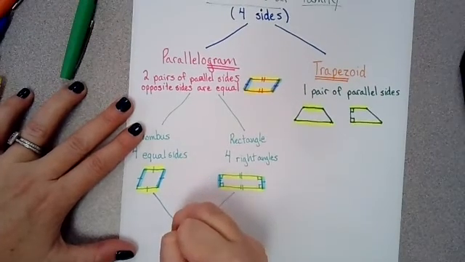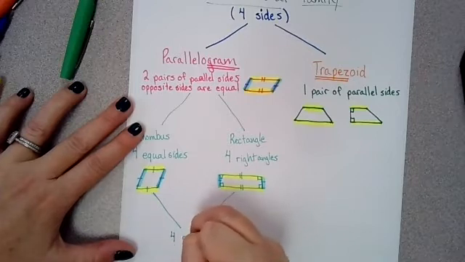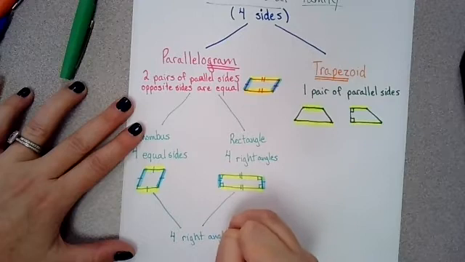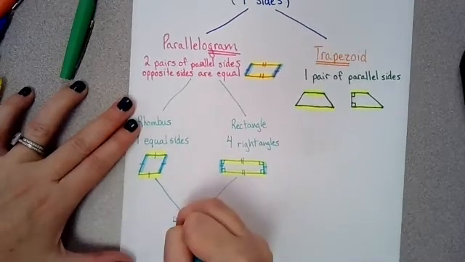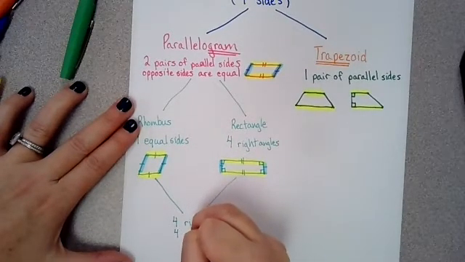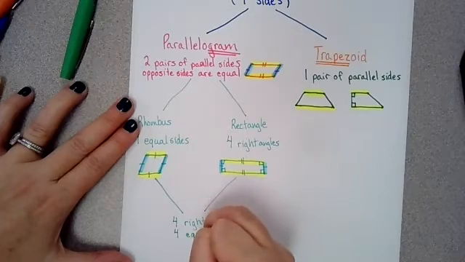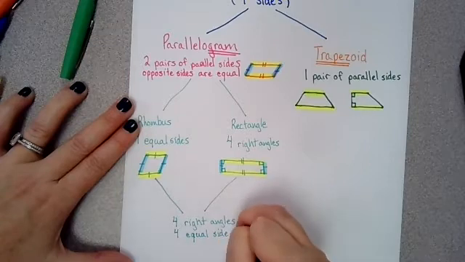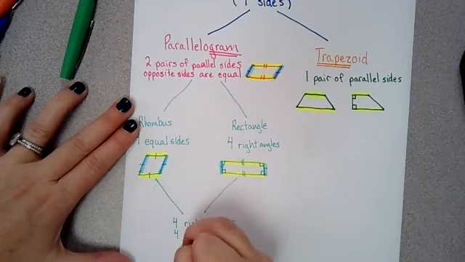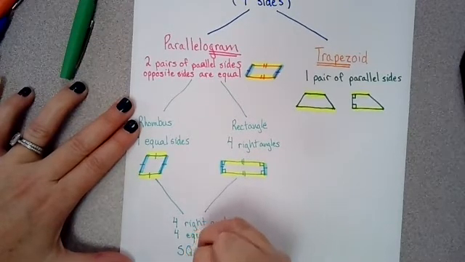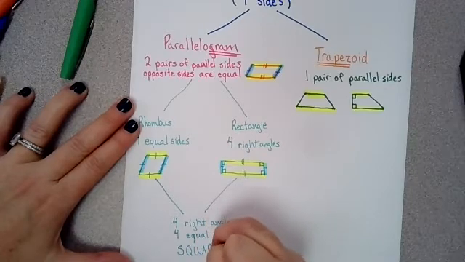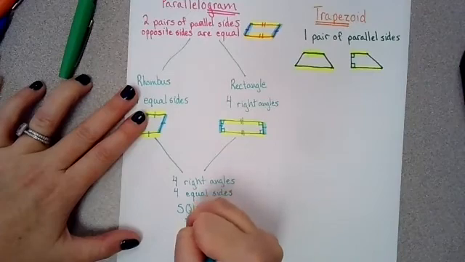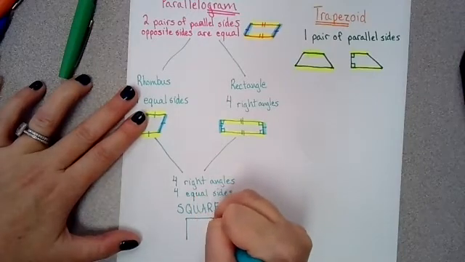So they decide to get a dog that has four right angles, and this dog also has four equal sides. And I bet you know what they named it. They decided to call it square. Because square looks like this. This is their little dog.